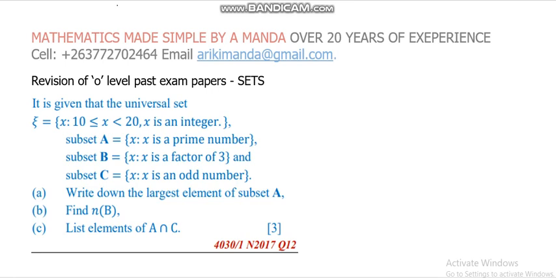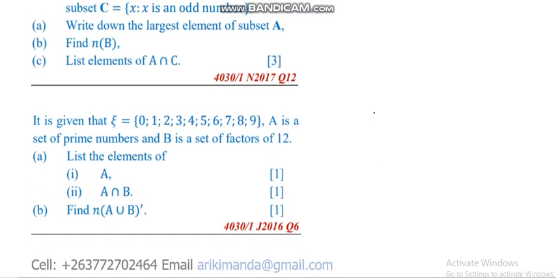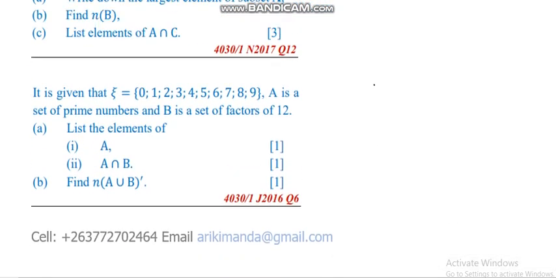So let's quickly get into our question. It is given that the universal set is numbers from 0 up to 9, but there are subsets that are given. We are told that A is a set of prime numbers, and B is a set of factors of 12. So let's get to our question, which says list the elements of A.